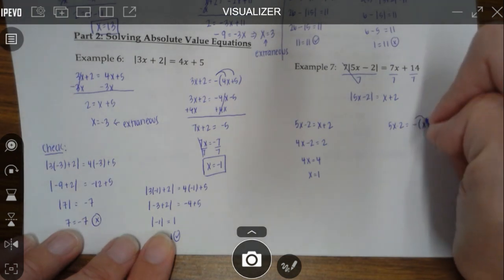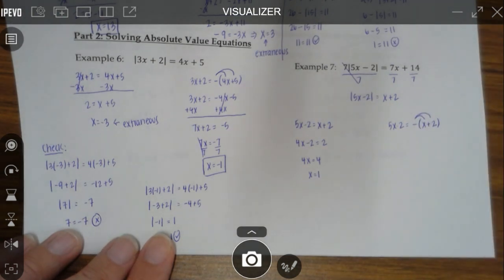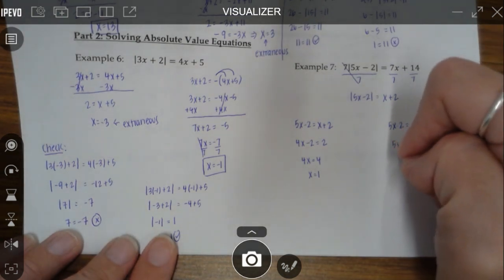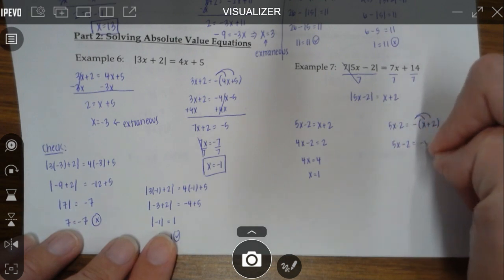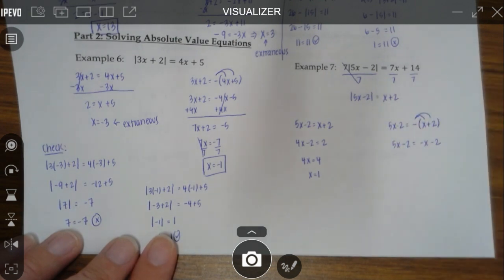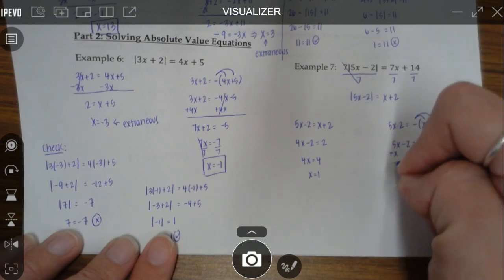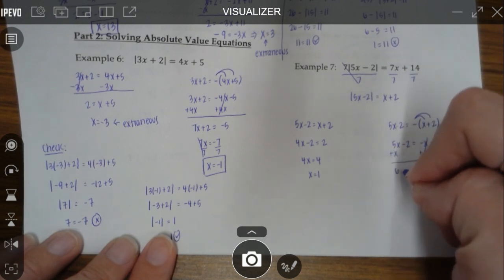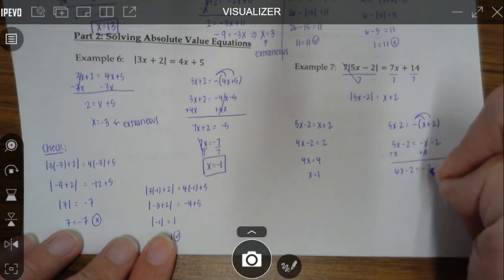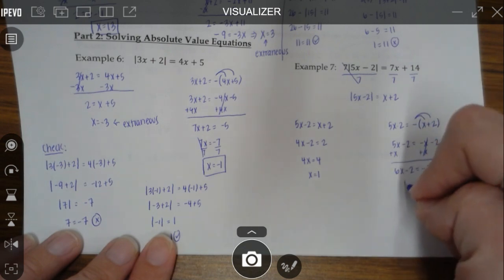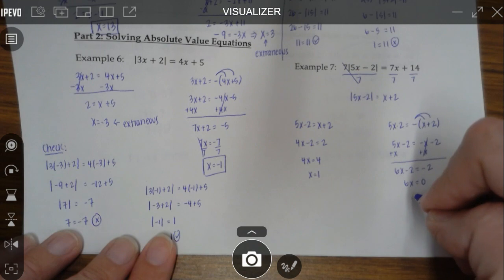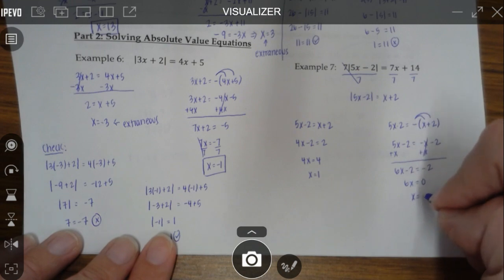Next, I'll go ahead and distribute that in. I get 5x minus 2 equals negative x minus 2. I'll add an x here. I get 6x minus 2 equals negative 2. If I add 2 over here, I get 6x equals 0. Divide by 6, I get x equals 0.